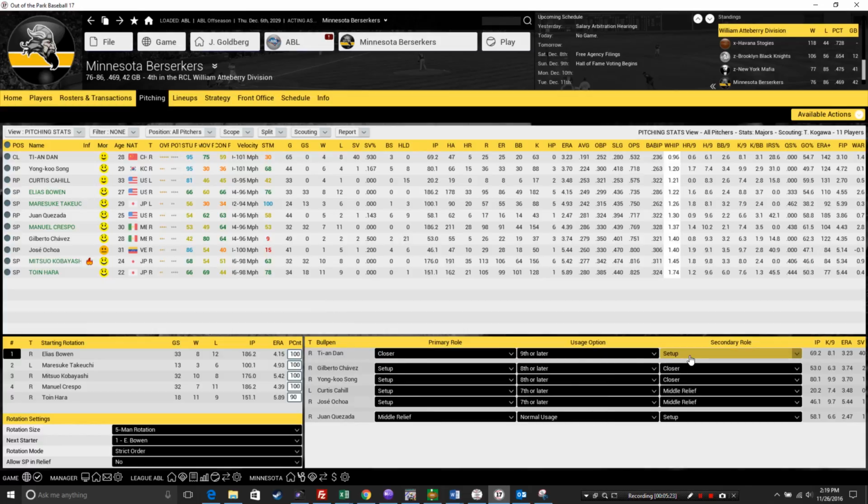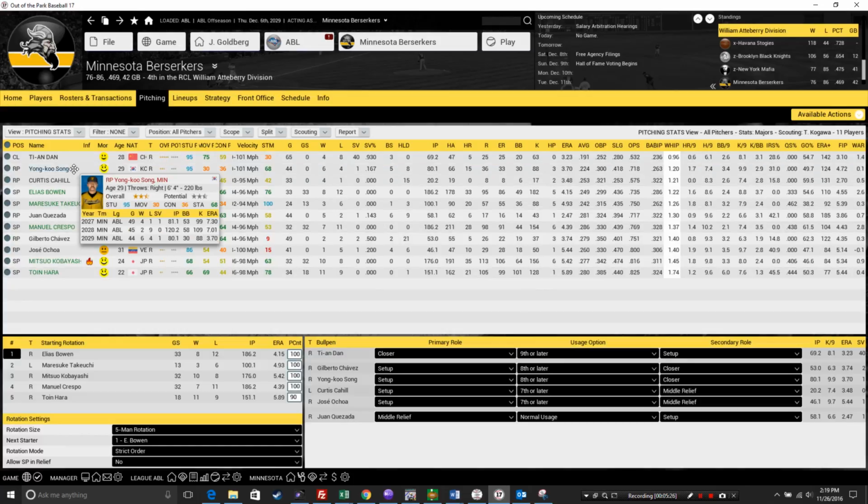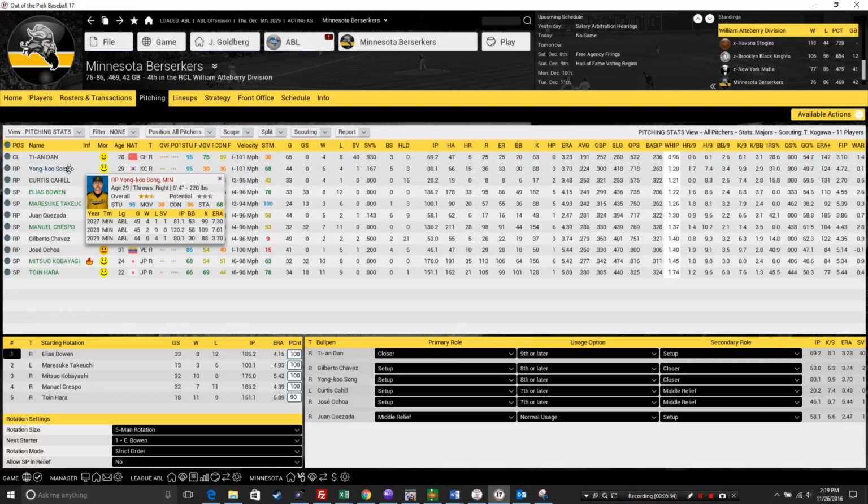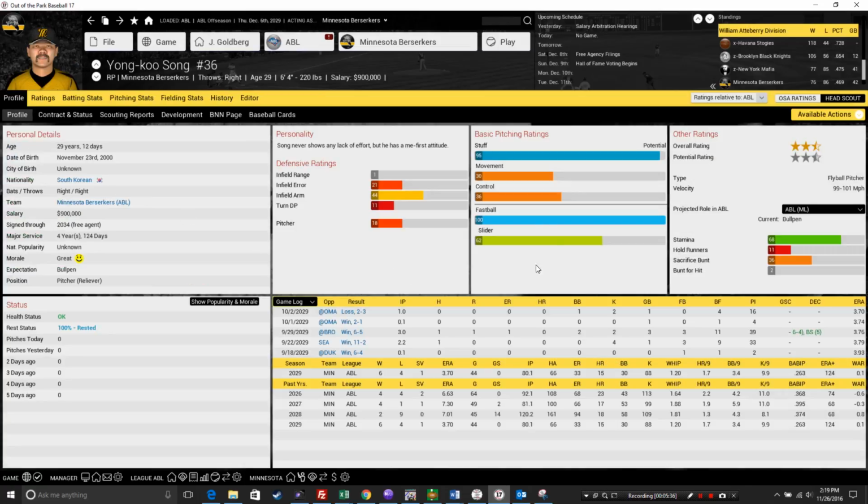Secondary role, I always put them as setup. And then the next pitcher is Song. So Song would definitely be a candidate for a setup role. I see his stamina is pretty high, so it's always worth taking a look to see if he's got 3 pitches and what the recommendation is here on projected role. It says bullpen, so I'll leave him there.